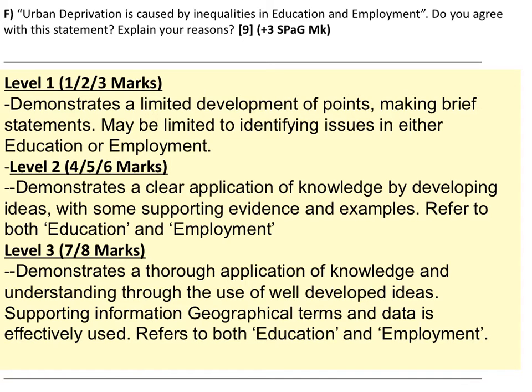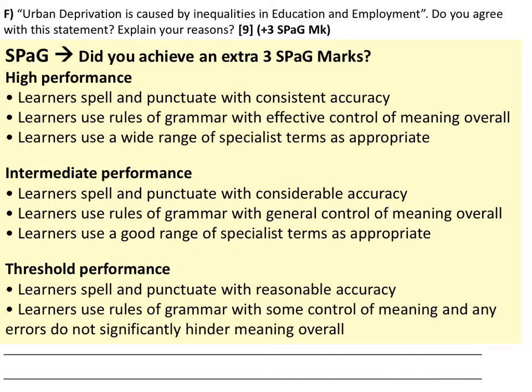The mark schemes, as ever, there's level 1, level 2, level 3. So level 1 is 1, 2, 3 marks, level 2, 4, 5, 6 marks, level 3, 7 and 8 marks. Level 1 is basic or limited points, brief statements. Level 2 is clear statements, so you're giving examples, so you're referring to both education and employment. And level 3, a thorough understanding, use of geography terms, data, education, employment, and it's written really well, grammatically well structured. The spelling, punctuation and grammar marks. If I was you, I would just do your best spelling, your best punctuation throughout your work, and that'll just get you into a good habit.